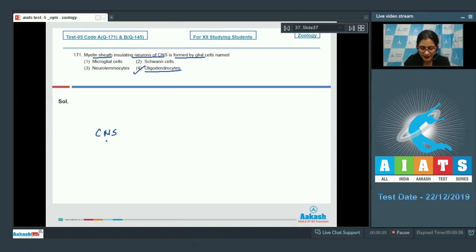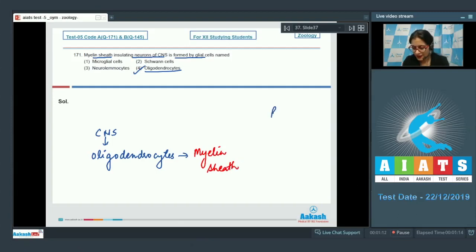So, in CNS, oligodendrocytes form myelin sheath, whereas in PNS, Schwann cells, also known as neurolemmocytes, form myelin sheath around neurons.